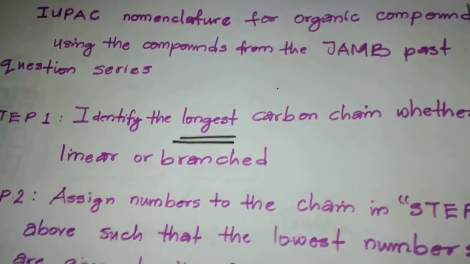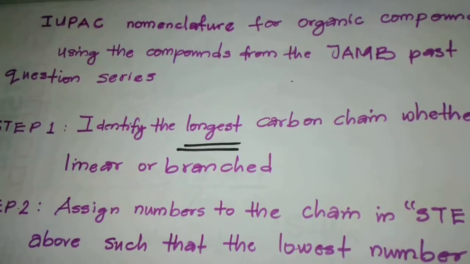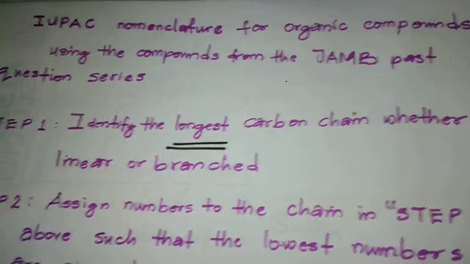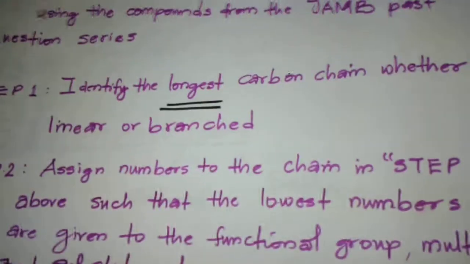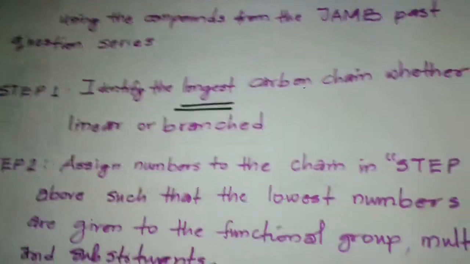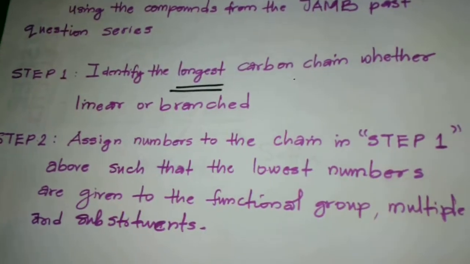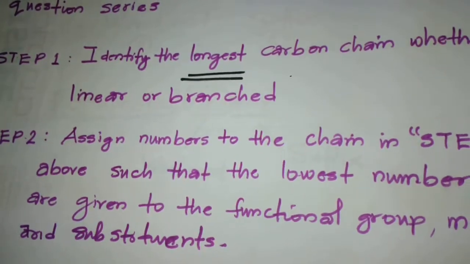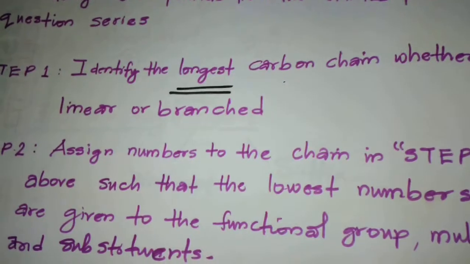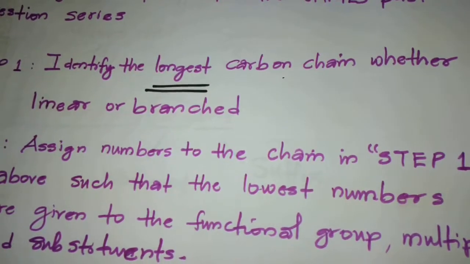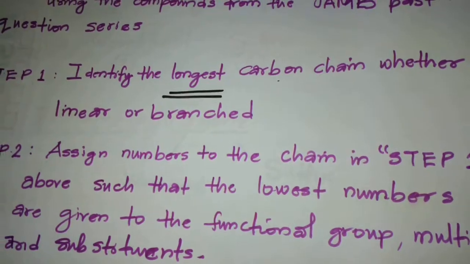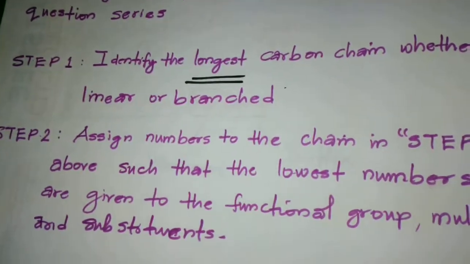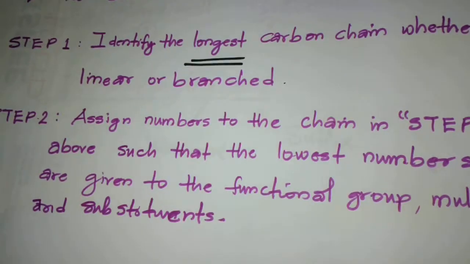Very briefly, I want to discuss IUPAC nomenclature for organic compounds using the compounds from the JAMB past question series. Basically, there are two steps involved in naming most of the compounds in the JAMB past question series. First step is for us to identify the largest carbon chain, the longest carbon chain, whether it is a linear chain or a branched chain, as long as it is the longest continuous chain.